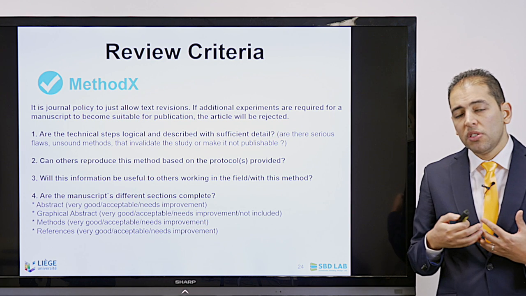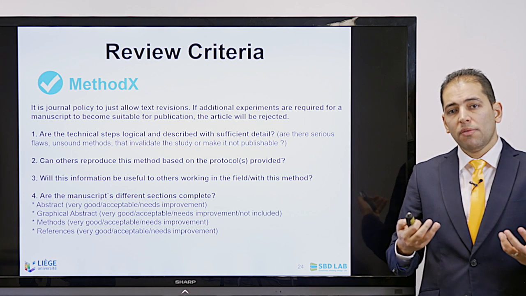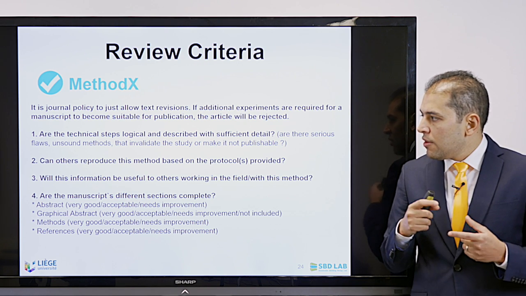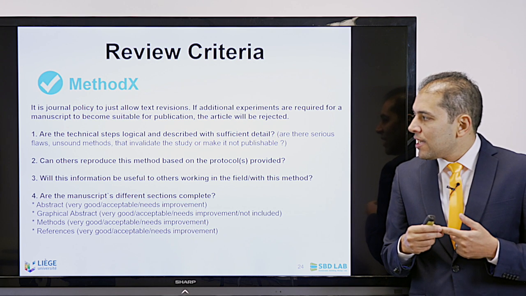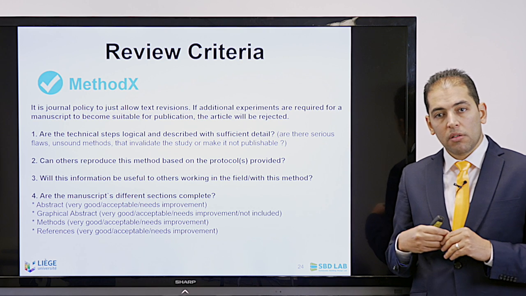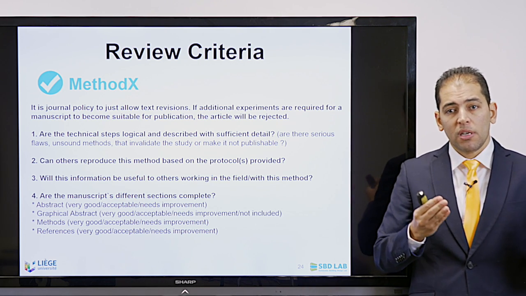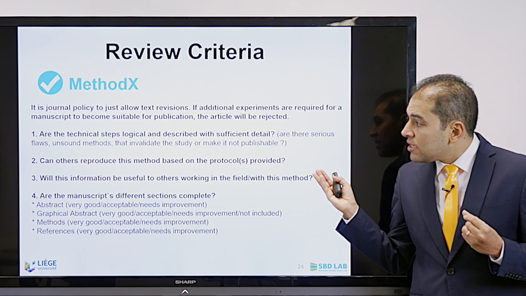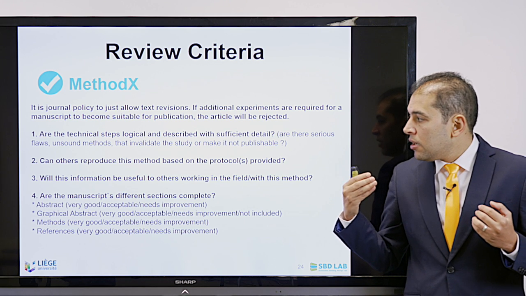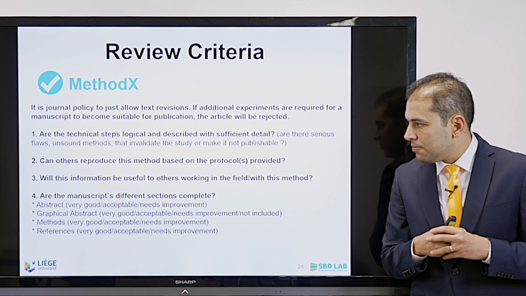These are the criteria that the reviewers will use to judge your work. Therefore, you can use them to ask yourself, after you finish your work, how far you could succeed in answering these questions. Question number 1: Are the technical steps logical and described with sufficient detail? This will be the first question that editors will ask reviewers when they are evaluating your work. Are there any serious flaws or unsound methods that invalidate the study or make it not publishable? So this is question number 1.